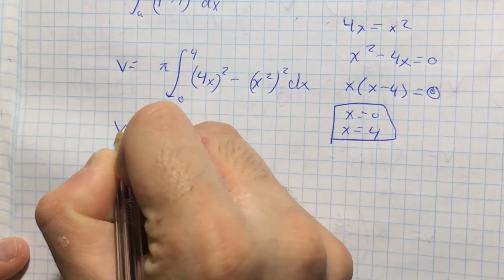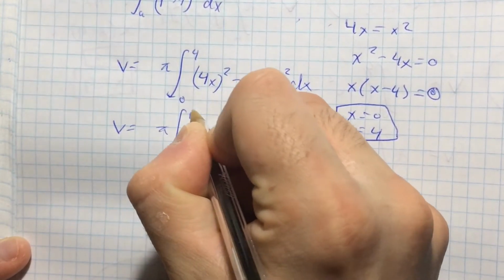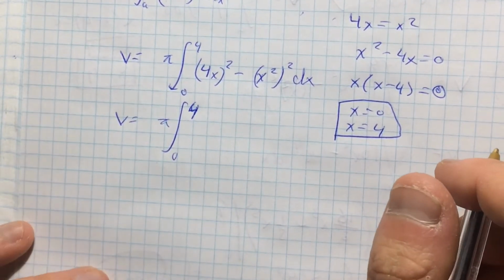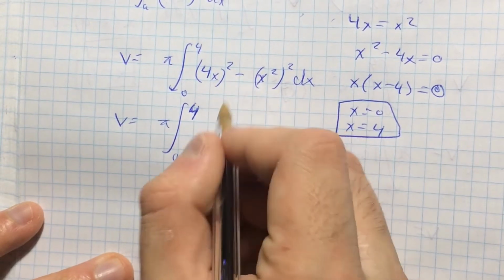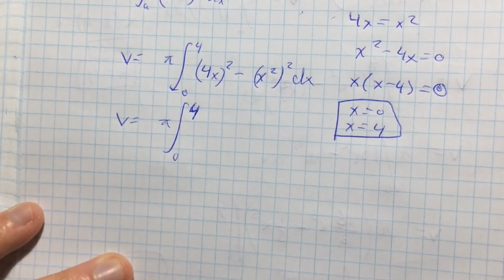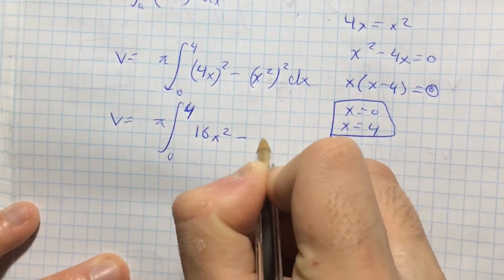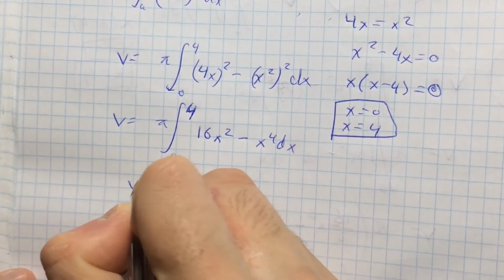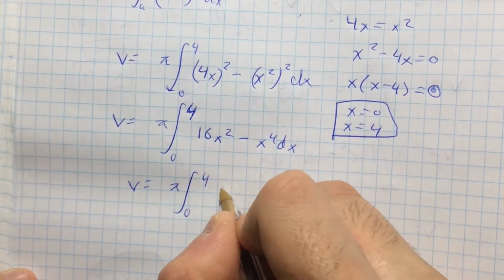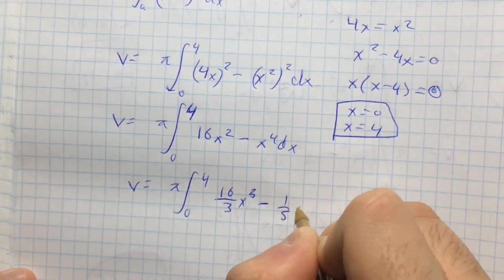Now, what happens? Well, let's do it again. V is equal to pi times the integral from 0 to 4. Man, my integrals are getting crap, dude. I used to pride myself on how sick my integrals look. Anyway, let's just expand this out, do the algebra, as that's what integration is. Integration is literally just algebra. So, the integral of 16x squared minus x to the 4 dx. Volume is equal to pi times 16 over 3 x cubed minus 1/5 x to the 5th.